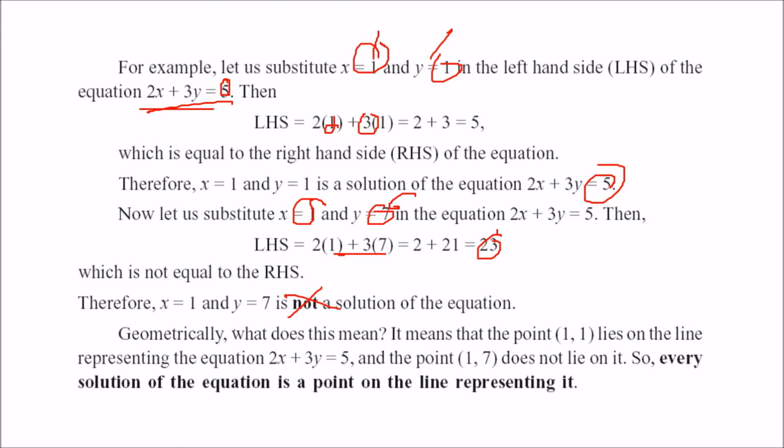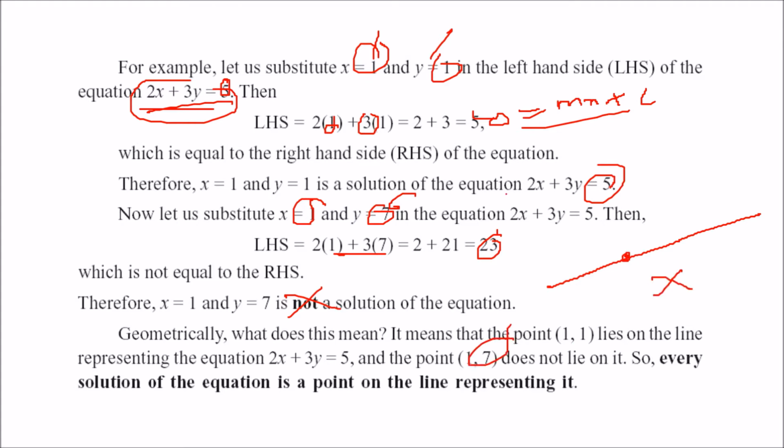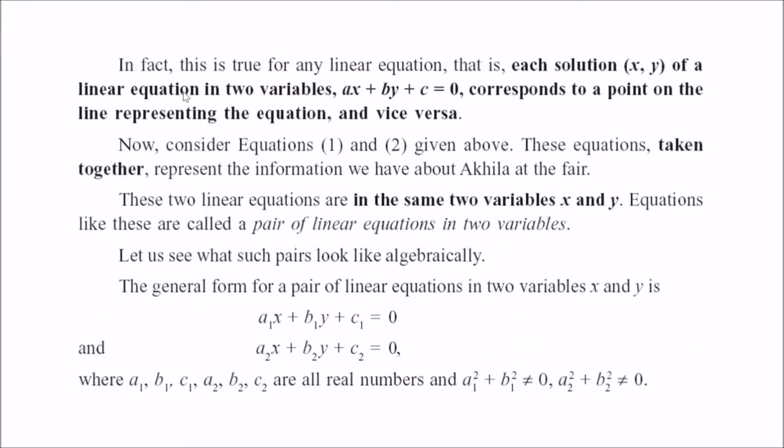So what does it mean geometrically? Geometrically it means that 2x plus 3y is equal to 5 is of the form y is equal to mx plus c. If this is a straight line, then (1, 1) lies on this line, while (1, 7) does not lie on this line. So for any equation ax plus by plus c, if a point is the solution, it should lie on this line, otherwise it will not be a solution.